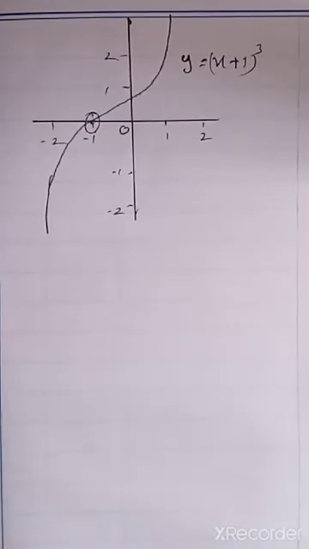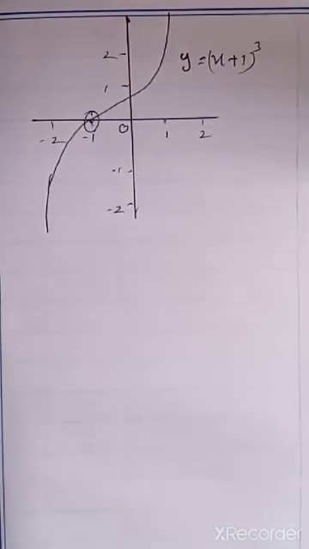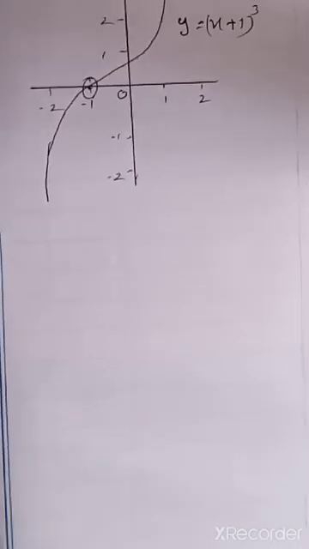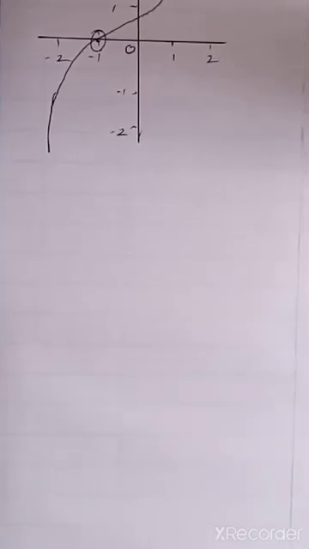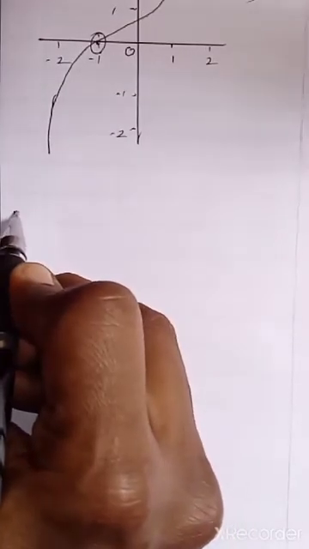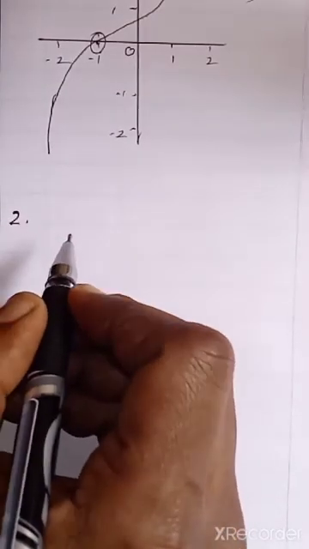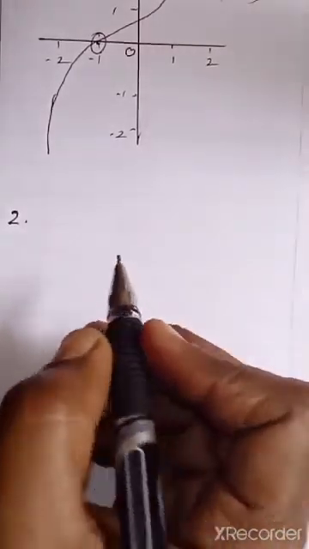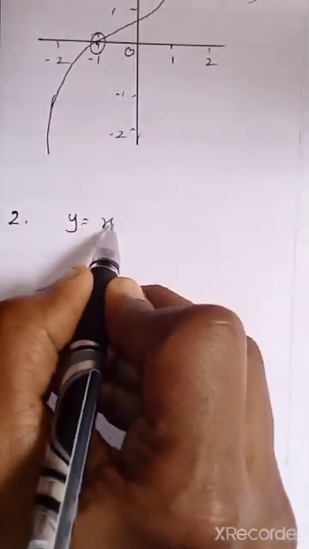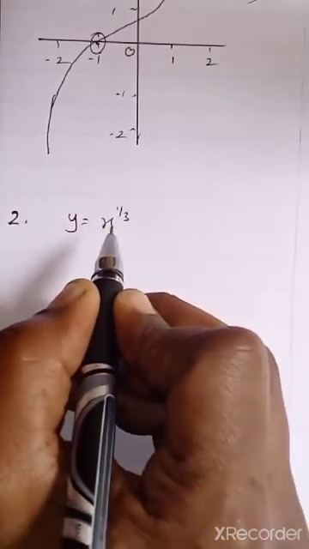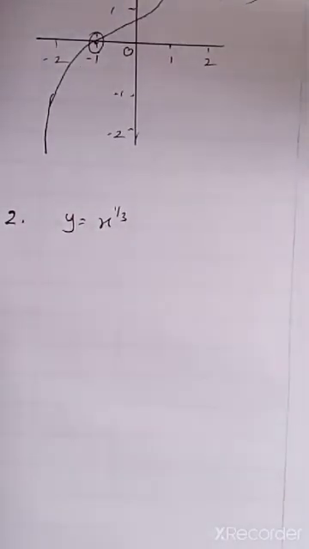Hope you understand what graphing using transformation is. So how can we transform? Using reflection, using translation, or using dilation. Is that clear? Okay. So let's take your second problem. Again, what is the second problem? Here the curve is given as y equal to x power 1 by 3. Okay, and the graph is also given in the problem.